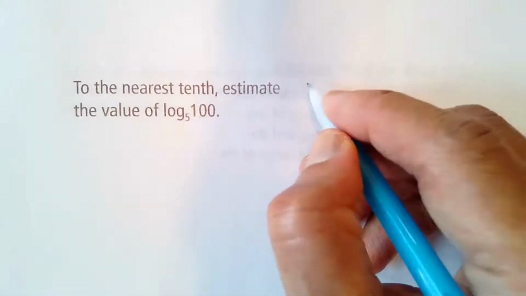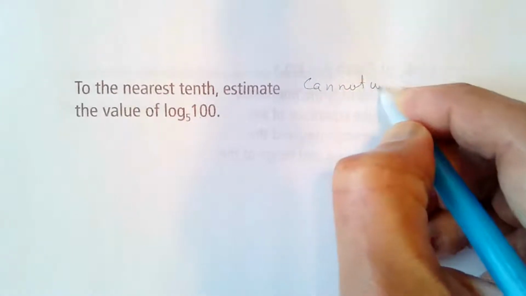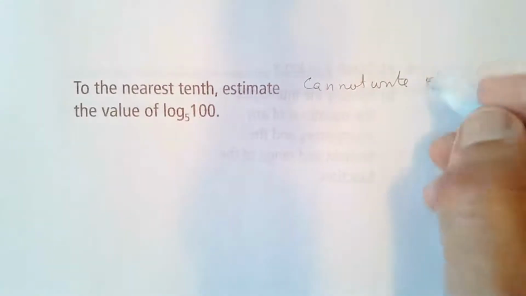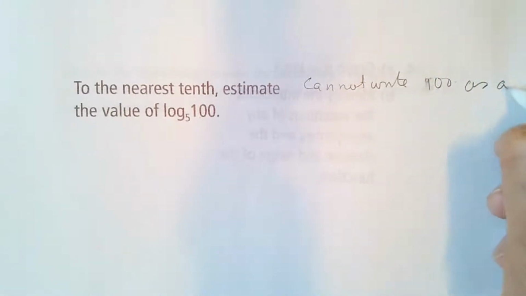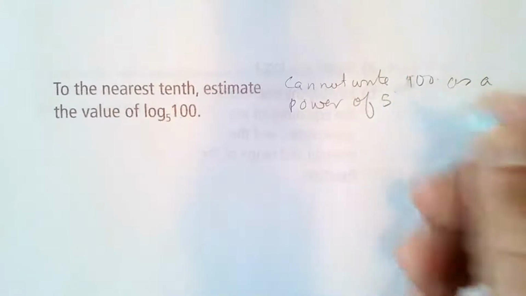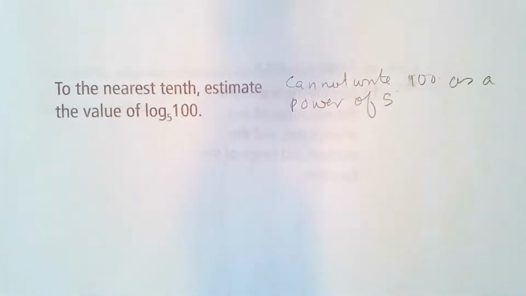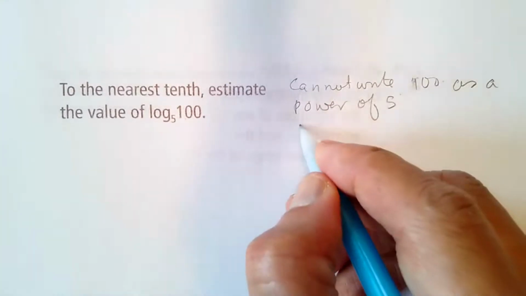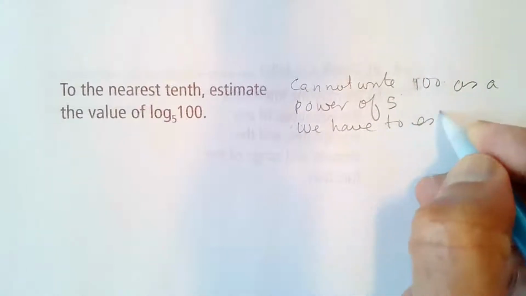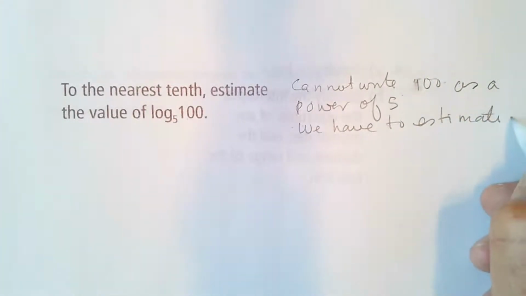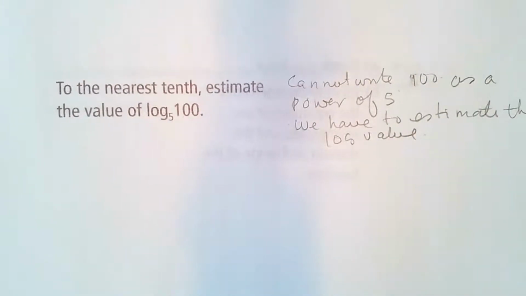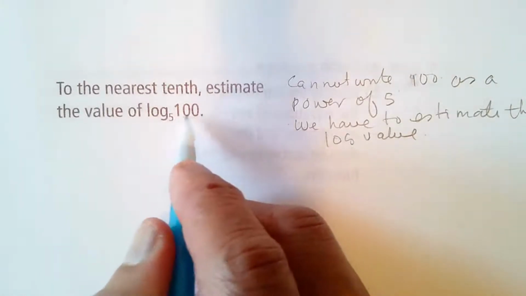Because you cannot write 100 as a power of 5, we have to estimate the log. First thing you want to do is look at 100.